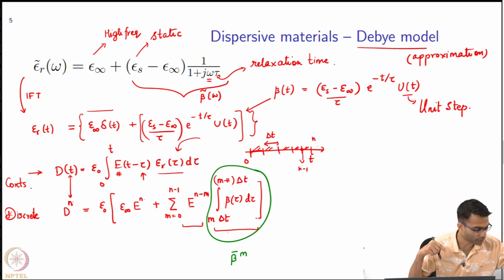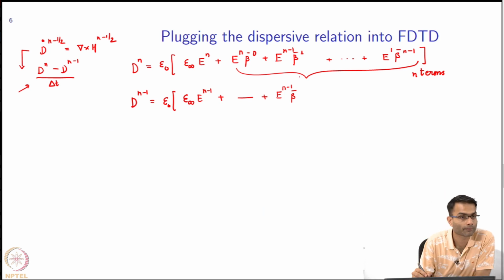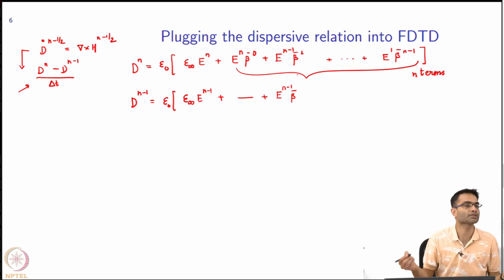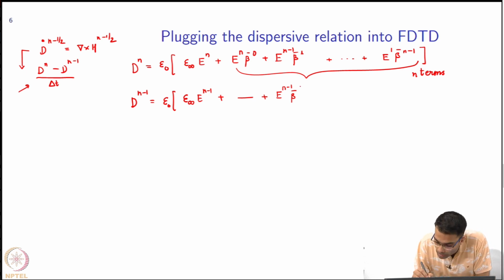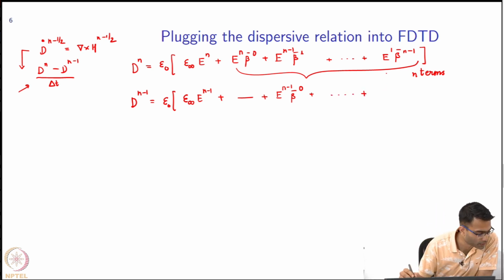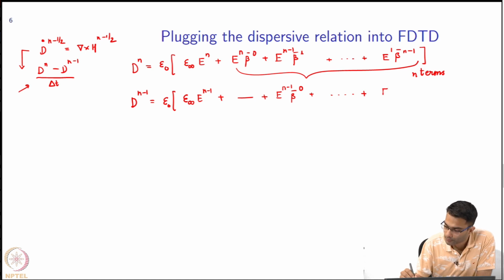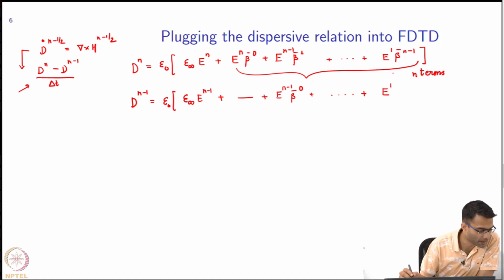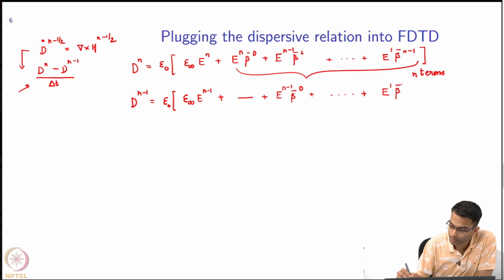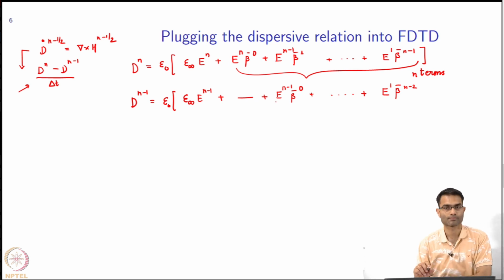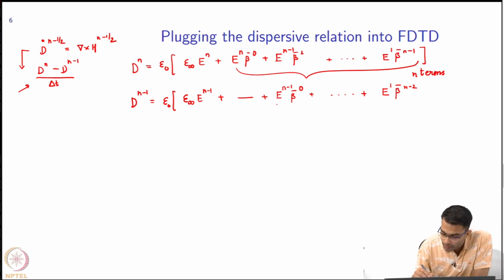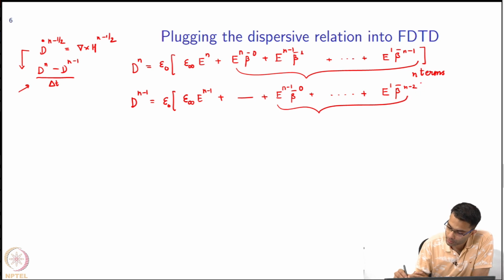So the term that will appear over here will be beta bar what? This is the first term of the summation, so that is m is equal to 0. The summation goes on. Finally, what is the last term of the summation? It will still be E 1 beta bar n minus 2. How many terms? n minus 1 terms.